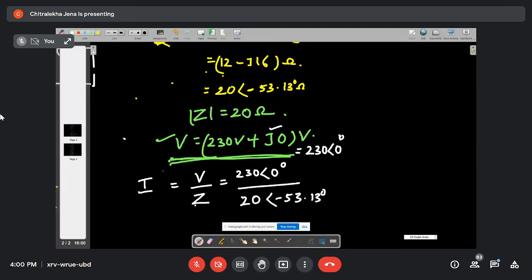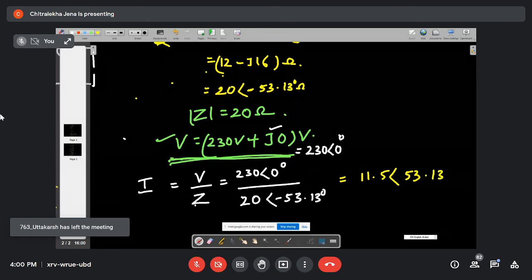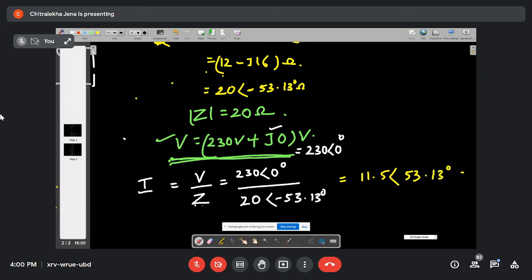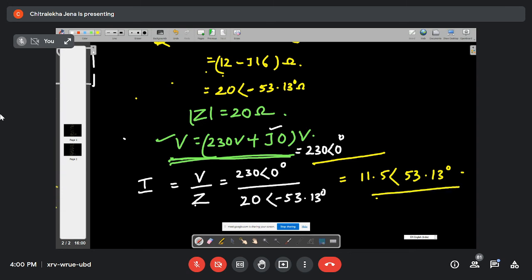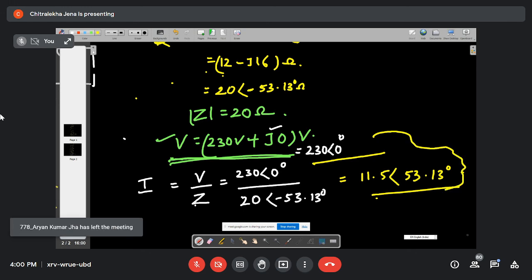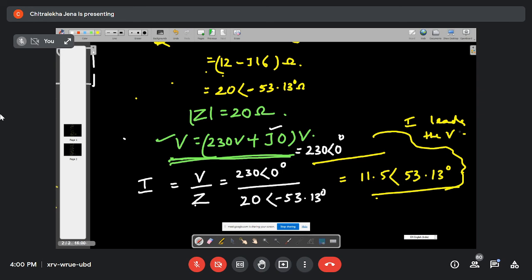You people calculated so quickly. How much? 11.5 at an angle of 53.13 degree. Okay. Here you see one thing. My voltage is present at an angle of 0 degree. Current is present at an angle of how much degree? 53.13 degree. So from here, what do you conclude? Tell me. Current leads. Current is leading the voltage, by an angle of 53.13 degree, not exactly 90 degree.